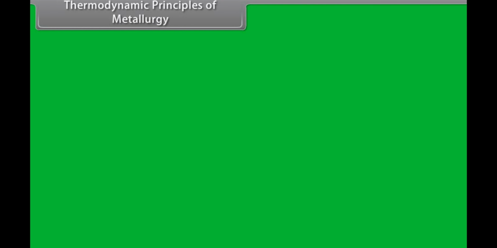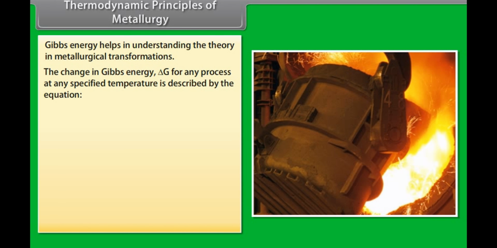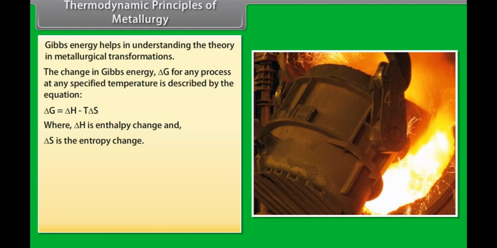Thermodynamic principles of metallurgy. Gibbs energy helps in understanding the theory in metallurgical transformations. The change in Gibbs energy, delta G, for any process at any specified temperature is described by the equation delta G is equal to delta H minus T delta S, where delta H is the enthalpy change and delta S is the entropy change.